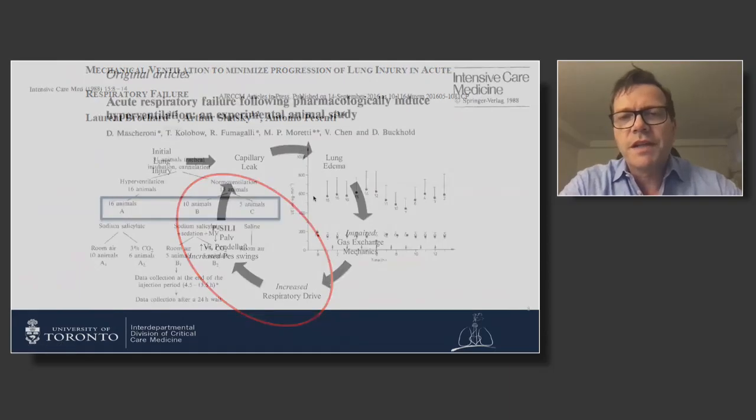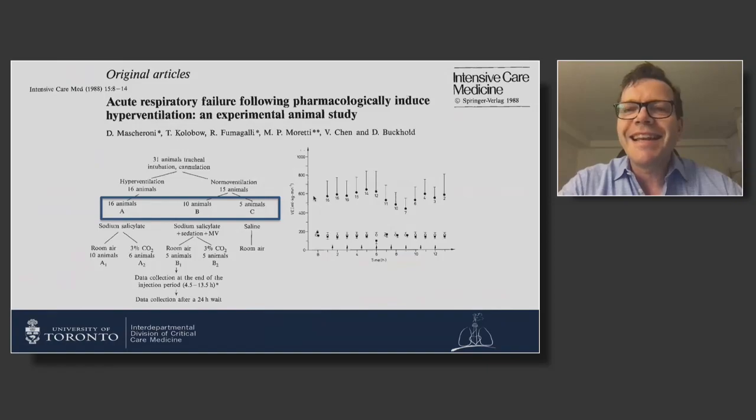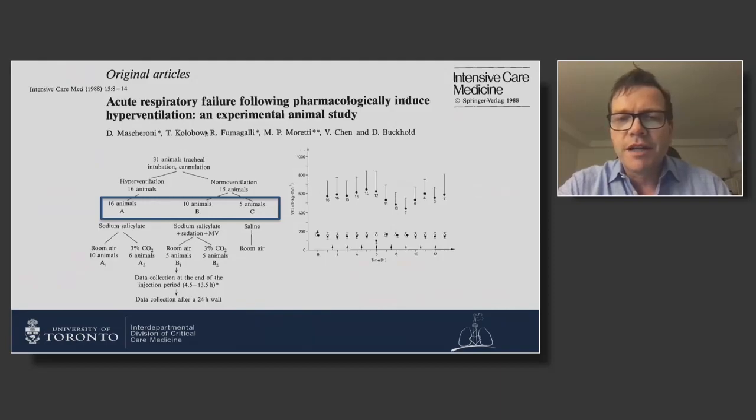It's not a new concept. In fact, this is a paper from 1988 showing that ventilation, not ventilator, but ventilation-induced lung injury does exist. These were an animal experiment where they injected salicylate directly into the brains of sheep, which made them hyperventilate like crazy, like a lot. Respiratory rates from 25 up to 70 breaths per minute, and tidal volumes up to 10 to 15 mils per kilogram. But no mechanical ventilators were involved in this experiment whatsoever.